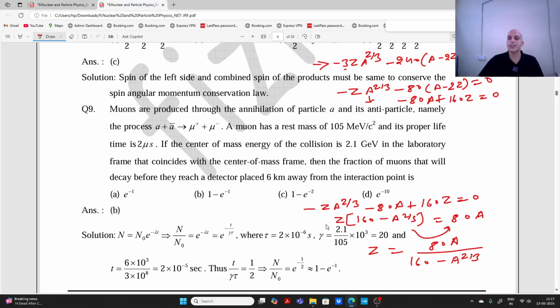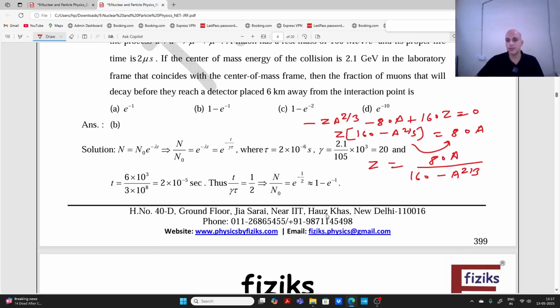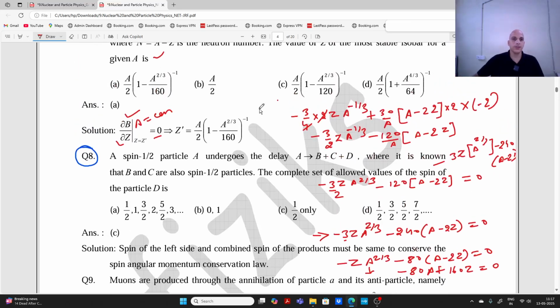I take 160 as common, right, what I will get, z is equal to 80a divided by 160 into 1 minus a power 2 by 3 divided by 160, right? 80 by 160 is 1 by 2. So it will become a by 2 into, I took it upside, 1 minus a power 2 by 3 divided by 160 whole power minus 1. So you can see here, this is the correct answer. A by 2, 1 minus a power 2 by 3 divided by 160 is the correct answer, right?